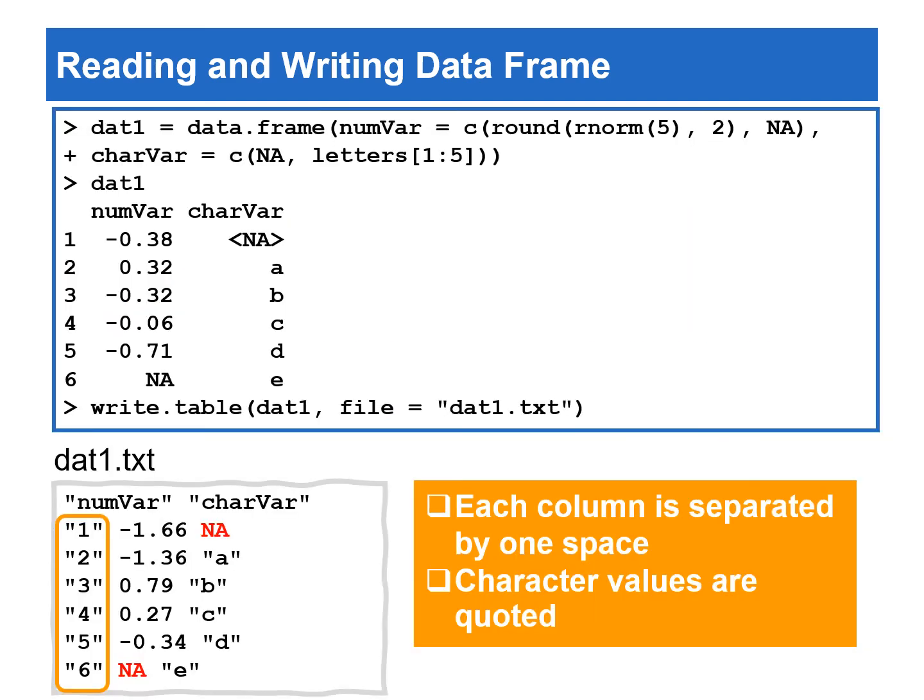In this example, we are writing dat1 to an output file. We didn't specify any values to the previously introduced arguments, except for the file argument. Notice that the default row names, 1 to 6, are written to the output file. All the character values, including row names and column names, are in quotation marks. Columns are separated by one single space. The missing values are printed as NA.